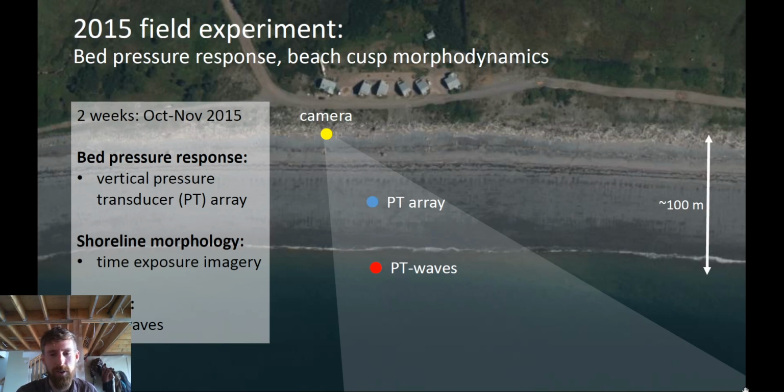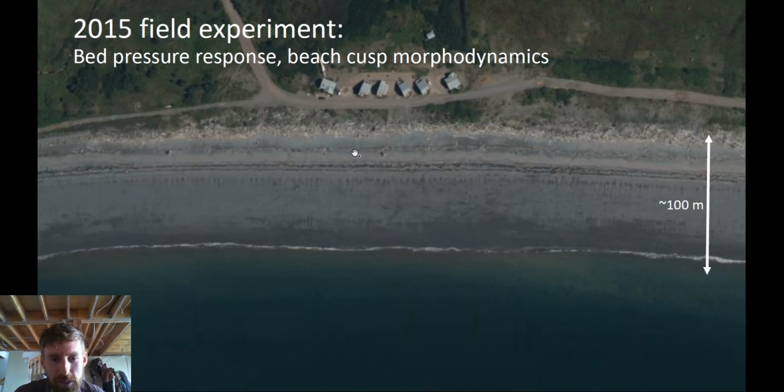Sorry, this is an aerial photo of the study site. I'm going to go back for a sec. And if you look closely, you can see some beach cusps here around the high water line. And the width of the beach is about 100 meters.